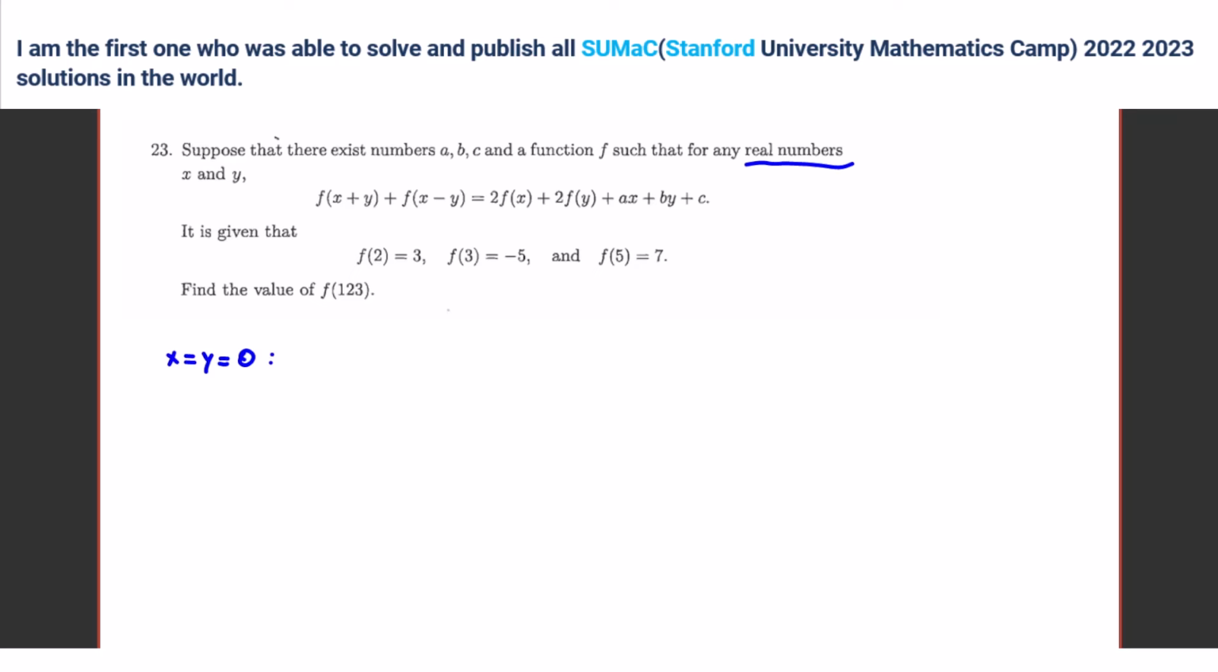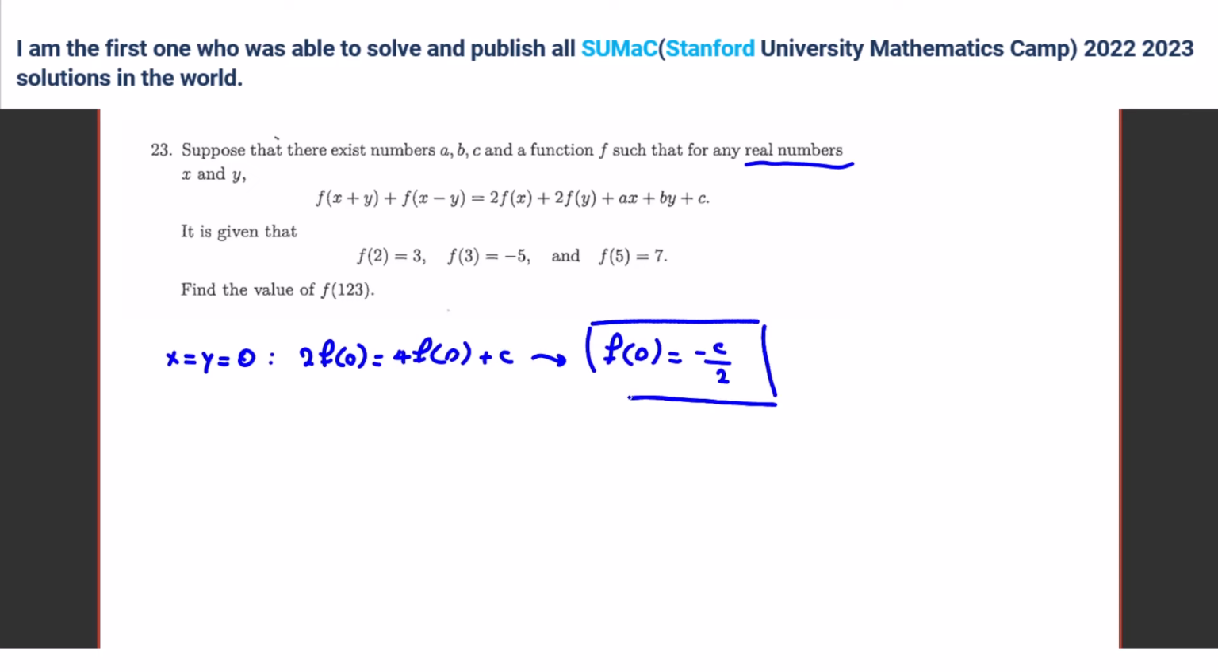Negative 2f of 0, 0 equals c. Let's check. 2f of 0 is equal to 4f of 0 plus c, right? Plus c. So f of 0 will be what in terms of c? f of 0 will be negative c over 2. Exactly. So look, we don't know, probably this one can be useful, but we don't know.